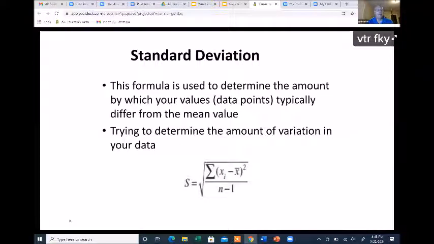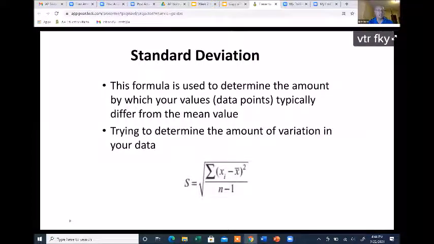Here's the formula for standard deviation. You will not be asked to calculate a standard deviation on an AP exam. Let me say that again. Even though this formula is on your formula sheet, they're not going to ask you to calculate a standard deviation. They may give you some standard deviations and ask you some questions about them, but they're not going to ask you to do the calculation. I'm going to calculate it for you here in a minute just to show you how it works.